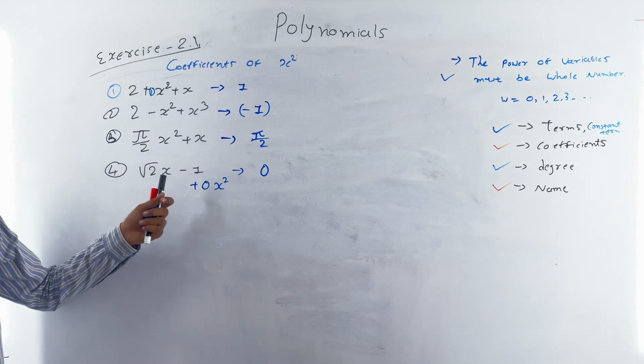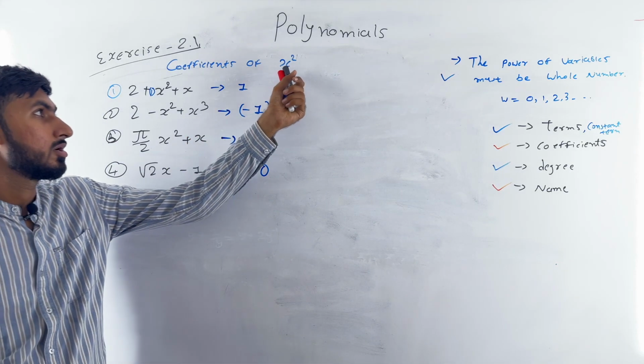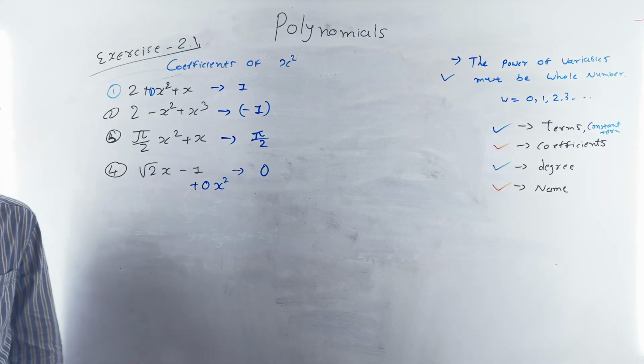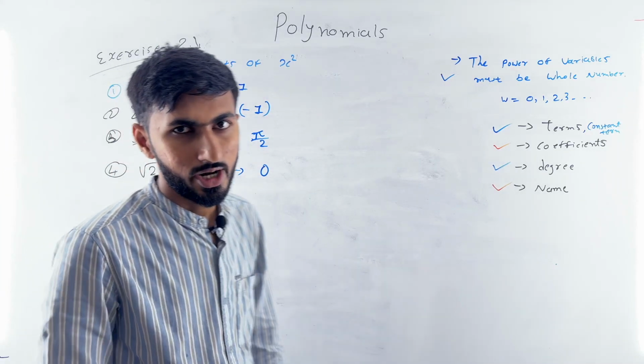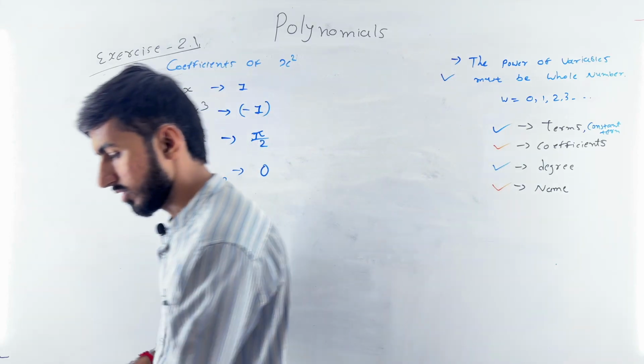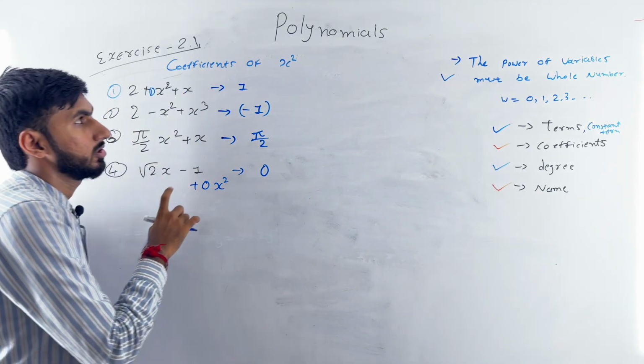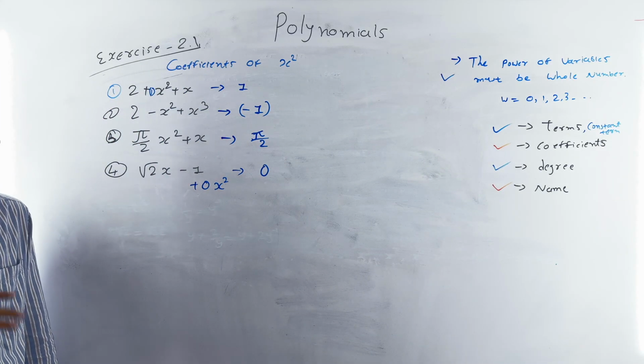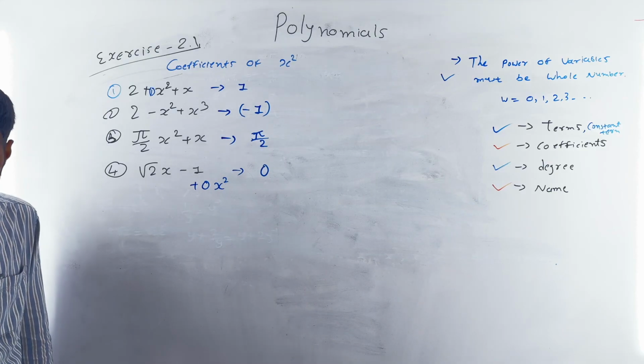So if you are asked the coefficient of x square and in your polynomial there is no x square, you can say the coefficient of x square is 0 in that type of polynomial. So finding the coefficient is very easy. Now we will move on to the third question.